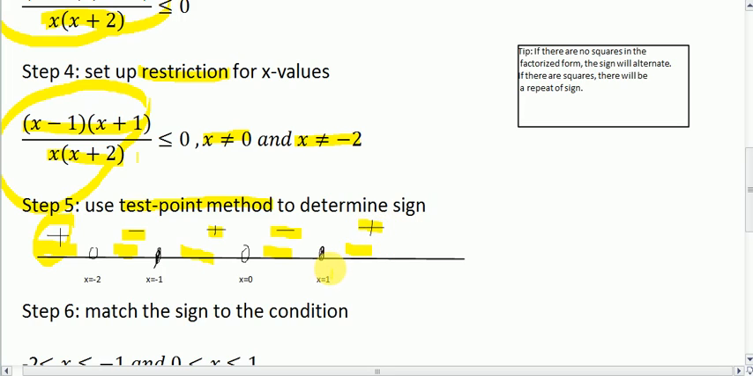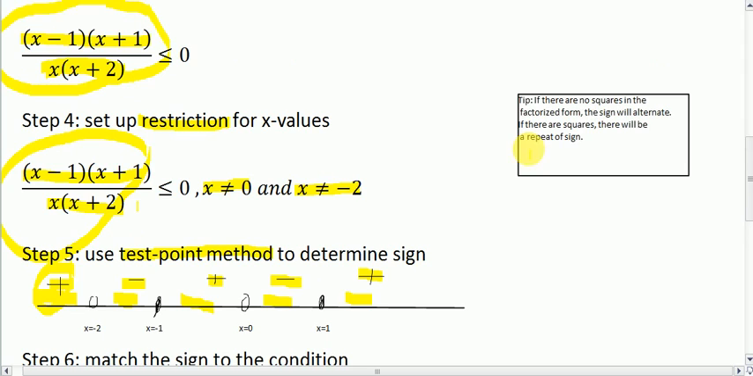Do you notice a trend right here? The trend is that the sign is actually alternating. As you can see, it's plus, minus, and plus. As I've stated right here, if there are no squares in a factorized form, the sign will alternate as shown in this number line. However, if there are squares, there will be a repeat of sign, which I'll show in a video later.